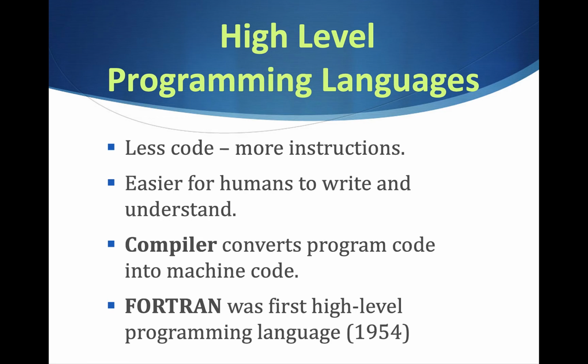And they call it high level because you're working at a higher level. You're using something closer to the English language. You're not writing things that are very cryptic for a computer to understand. So it's more what humans understand. That's why they call it high level. Now, Fortran was the first high level programming language. That was back in 1954. So these started coming about both in the 50s and 60s.